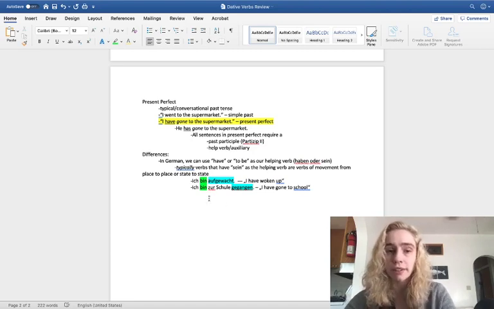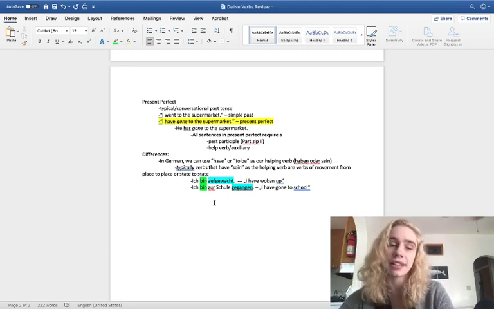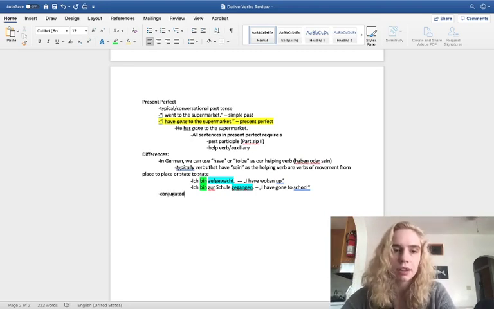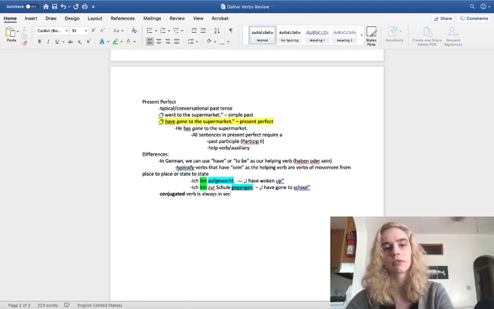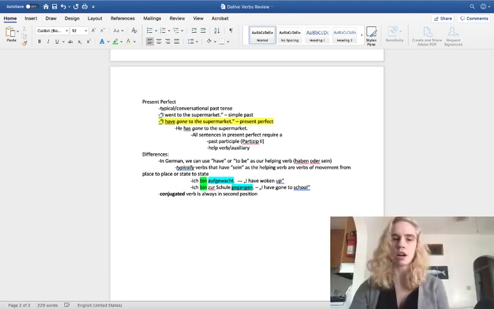So our conjugated verb in German, if you recall, is always going to be in the second position, so immer an zweiter Stelle. And I'll bold conjugated. The only exceptions to this are yes or no questions or imperatives.